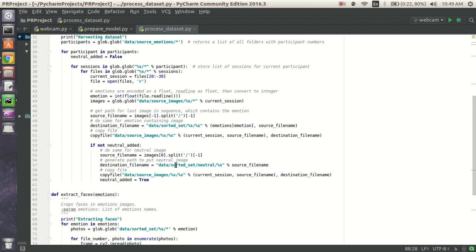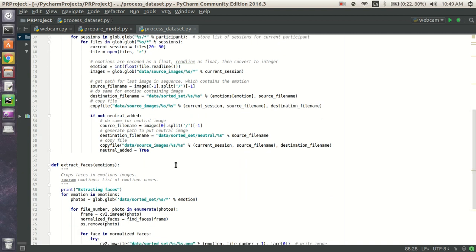Now we find that when we extract the face, and the input to a model is only a face, then the model's efficiency is increased. So to facilitate this, we extract the faces and store them in the sorted set. Hence, finally the sorted set consists of subfolders for each of the emotions, and each subfolder consists of all the images corresponding to that emotion.